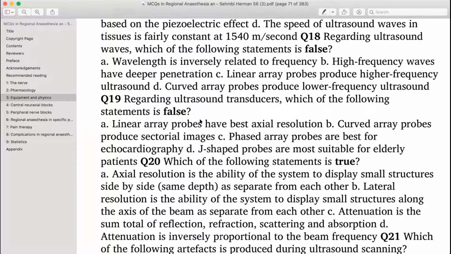Regarding ultrasound transducers, which of the statements is false? A, linear array probes have best axial resolution. B, curved array probes produce sectoral images. C, phased array probes are the best for echocardiography. D, J-shaped probes are most suitable for elderly patients.